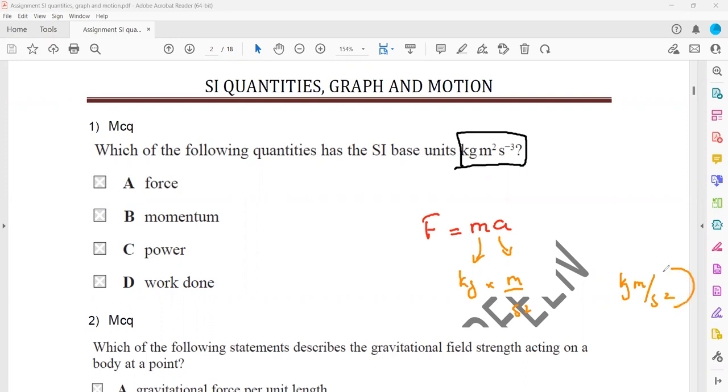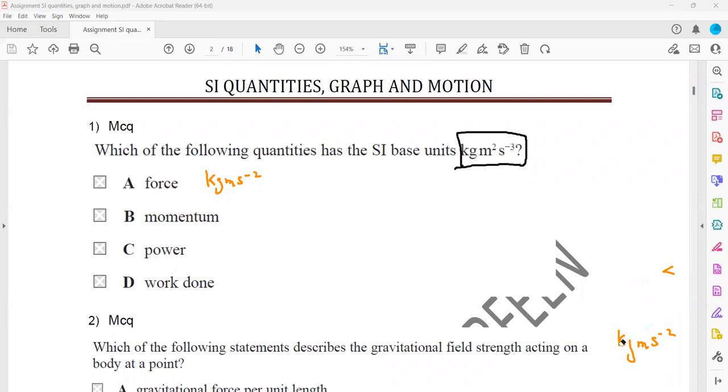When we simplify, we move everything to the numerator. So force is equal to kilogram meter second raised to power minus 2. It means this cannot be force, because we want kilogram meter square second raised to power minus 3.